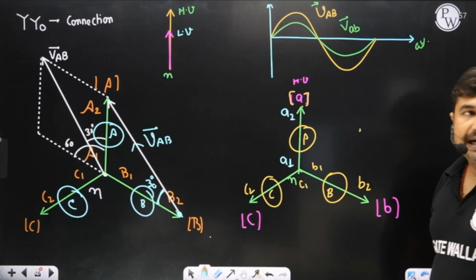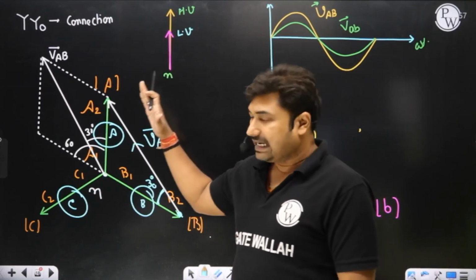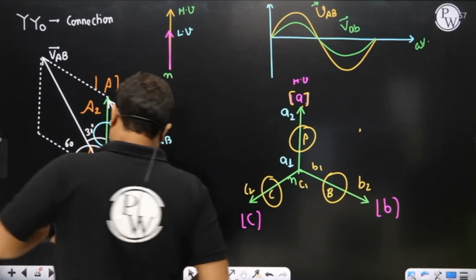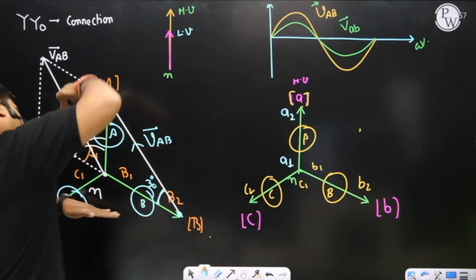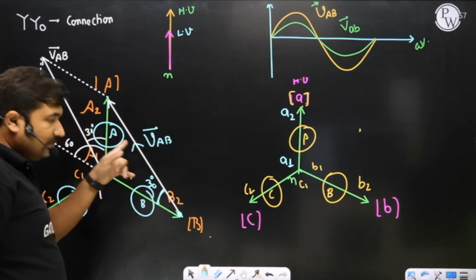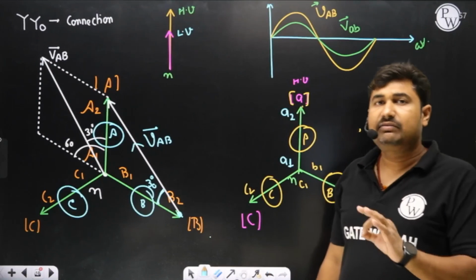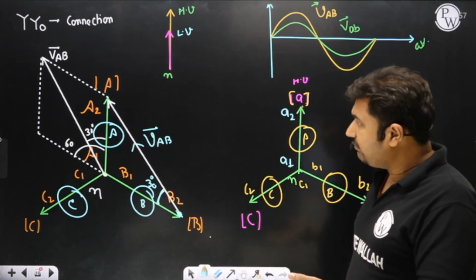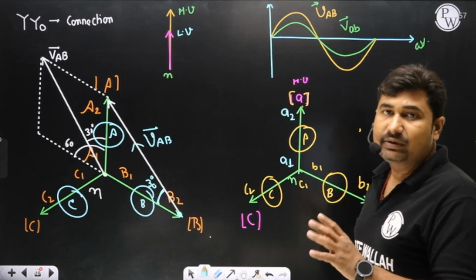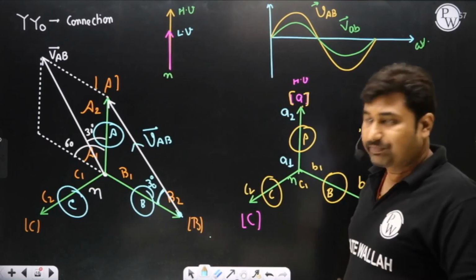So line to line voltages can be represented here as VAB, VBC or VCA. But I am only representing one line to line voltage, because the relation between line to line voltage on HV side and LV side of one line to line voltage will be the same for all others. Okay? Yes, sir.